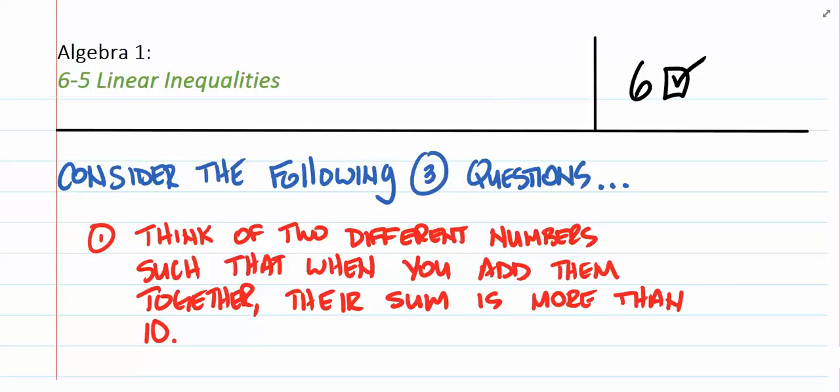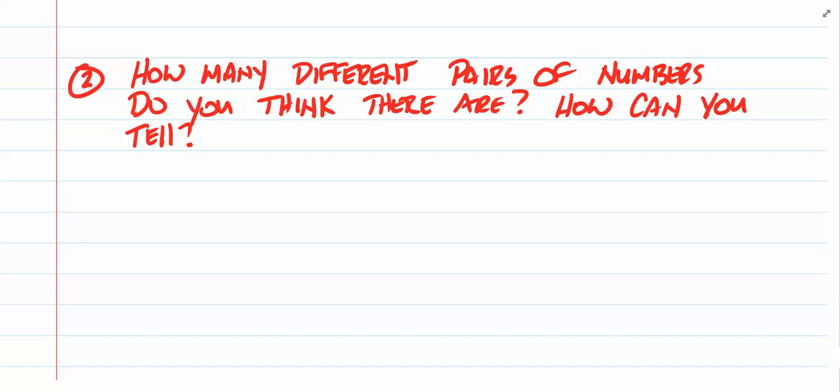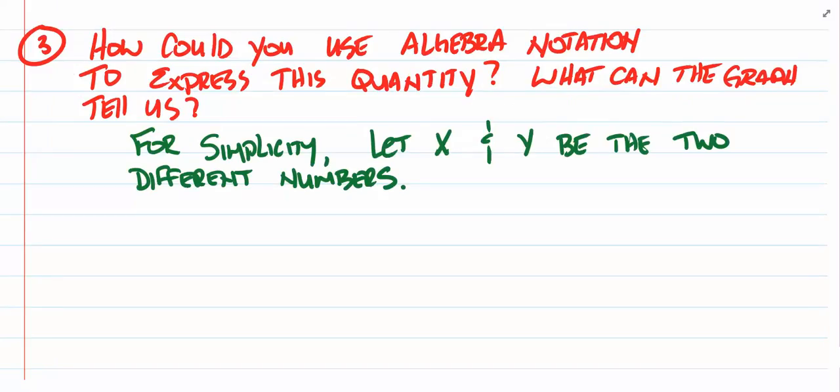Number 1, I want you to think of 2 different numbers such that when you add them together, their sum is more than 10. Question number 2, how many different pairs of numbers do you think there are? How can you tell? Number 3, how could you use algebra notation to express this quantity? What can the graph tell us? For simplicity's sake, let's make sure that x and y are the 2 different numbers.